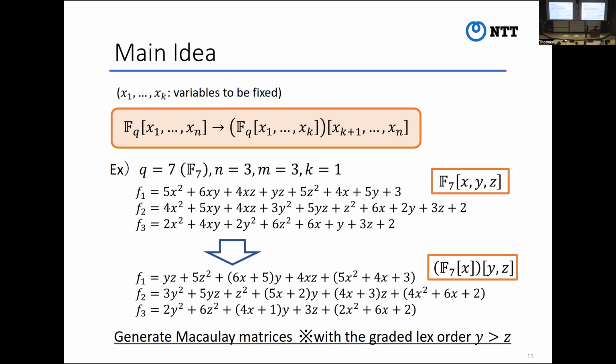For example, in the case of q equals 7, n equals 3, m equals 3, and k equals 1, when we regard these polynomials in x, y, z as elements of F_7[x][y, z], we transform these polynomials into this form as elements of this polynomial ring with only two variables, y and z. In f1, the coefficient of y is 6x plus 5, and the constant term is 5x squared plus 4x plus 3. For these polynomials, we generate the Macaulay matrix.